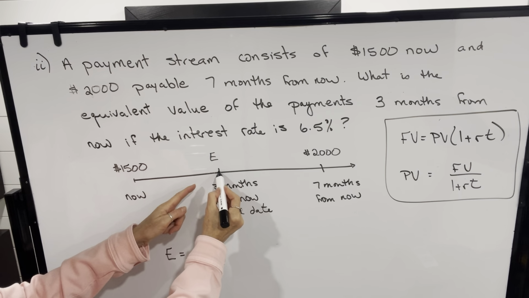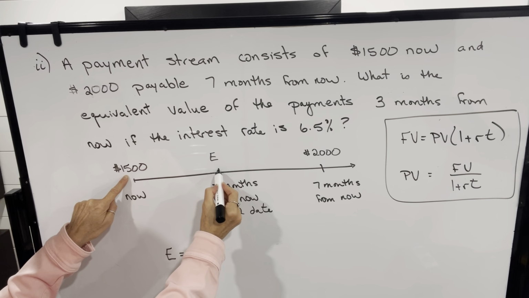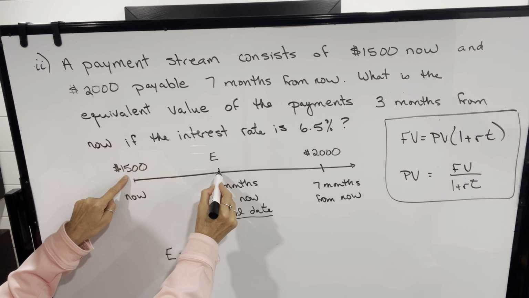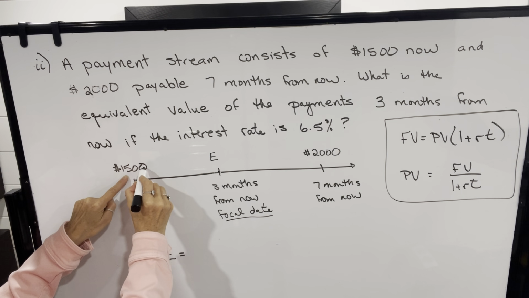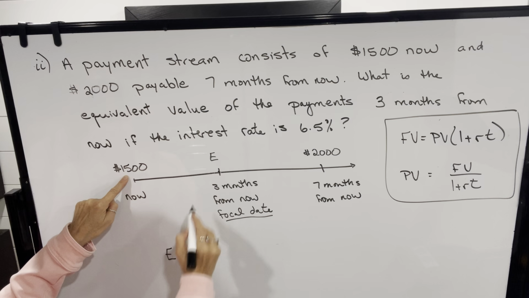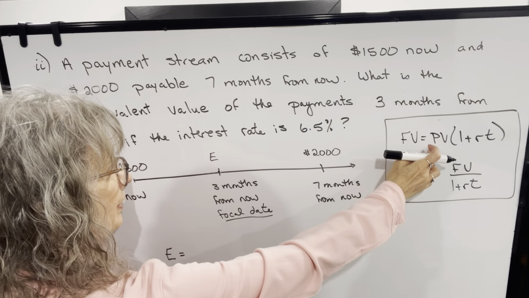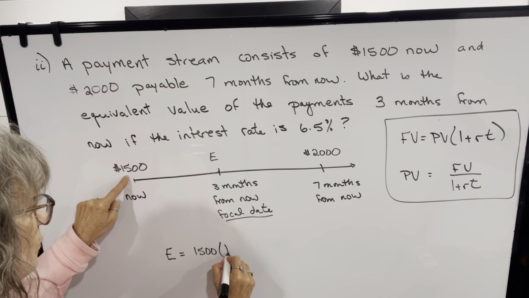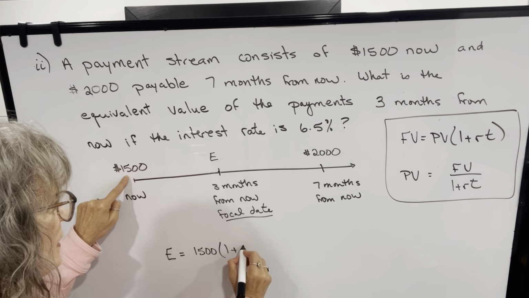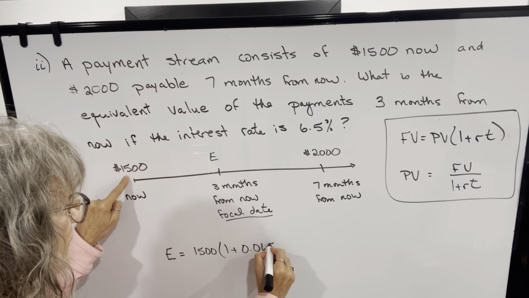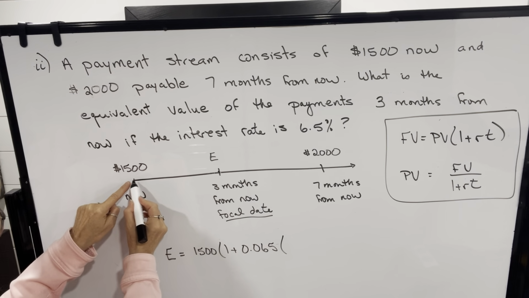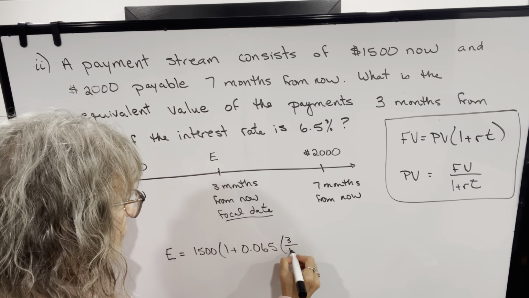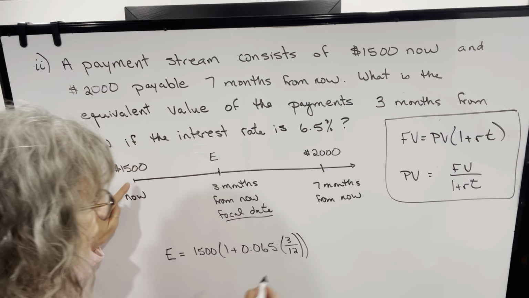Now, if we look at what this money is worth at this time point, remember this is our focal date, we're finding a future value of $1,500. So we're going to be using this formula: $1,500 times 1 plus our interest rate, which is 0.065, and our time factor from this point to this point is 3 months, so 3 over 12 in terms of years.